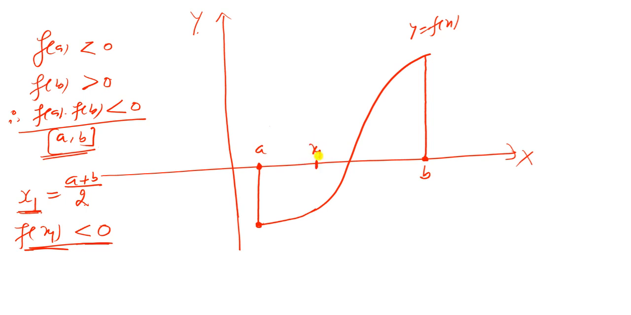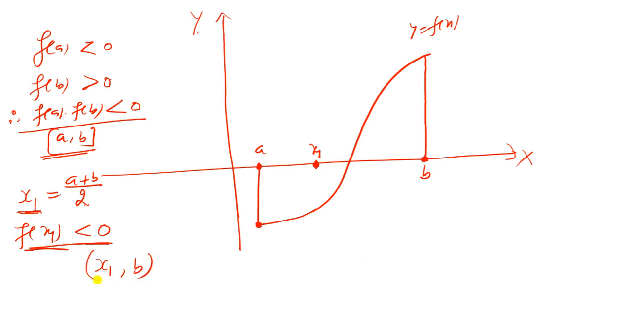So in the next step, the root lies between x1 and b, because the functional value at x = x1 is negative and the functional value at x = b is positive, because in each step we apply the intermediate value theorem again and again. So here f(x1) is negative, f(b) is positive, so the root lies between x1 and b.